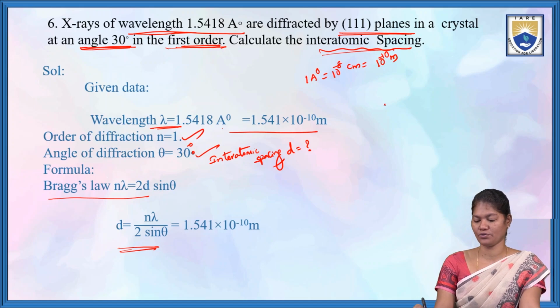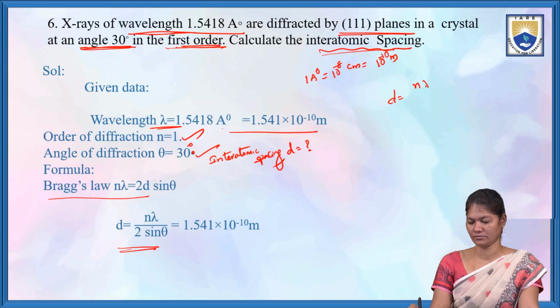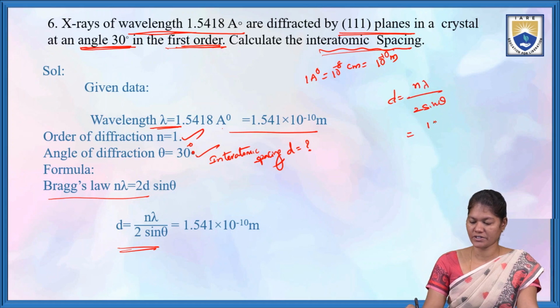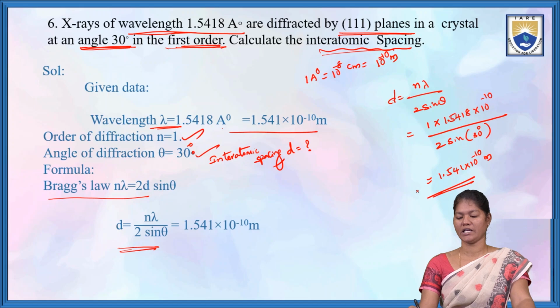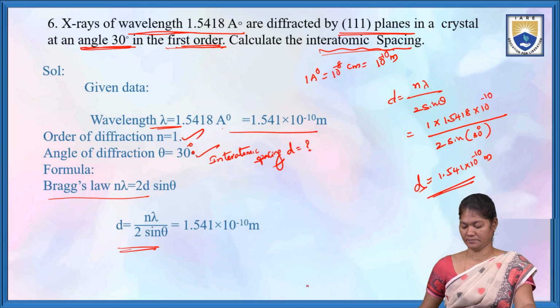So that is equal to, n is first order, so 1 into the wavelength of the X-ray, 1.5418 into 10 power minus 10 meters, divided by 2 into sine 30 degrees. So we get 1.541 into 10 power minus 10 meters. This is the interatomic spacing d.